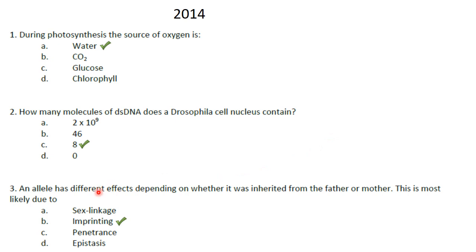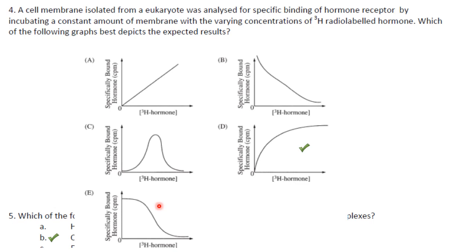An allele has different effects depending on whether it was inherited from the father or the mother. This is most likely due to genomic imprinting. Then next one. A cell membrane isolated from a eukaryote was analyzed for specific binding of hormone receptor by incubating a constant amount of membrane with varying concentration of H3 labeled hormone. Which of the following graphs best depicts the results?